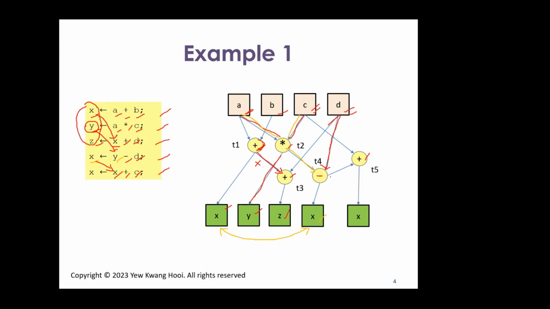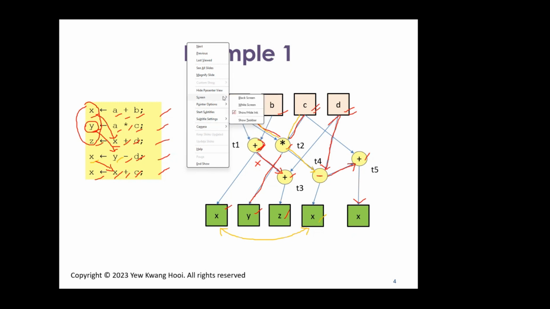So we draw the arrow so that we can plus the X with C, giving us an updated X. Okay. So we are done with all this already. We have managed to draw the data flow graph. Yeah. Let me clear this up.